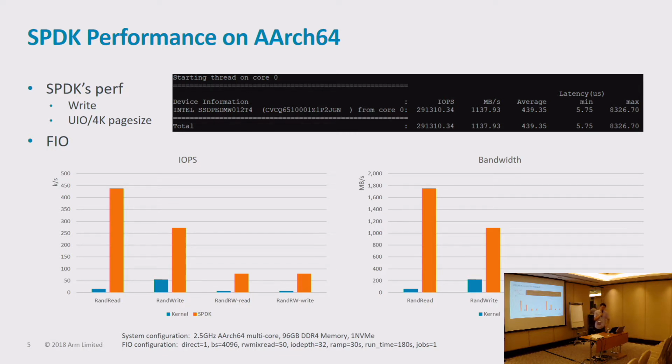Another popular tool called FIO was also tested for SPDK on AArch64. We ran three test modes called random read, random write, and random RW, which is a mixed operation of read and write. You can see from the chart, the blue one is the kernel driver result, and the orange one is the SPDK driver result. From the chart we can see that SPDK can achieve almost 27 times the IOPS and bandwidth compared to the kernel NVMe driver. The FIO configuration is listed here. We set the IO depth to 32.